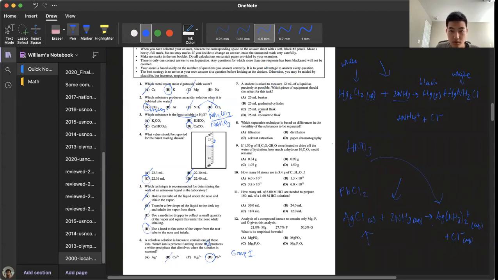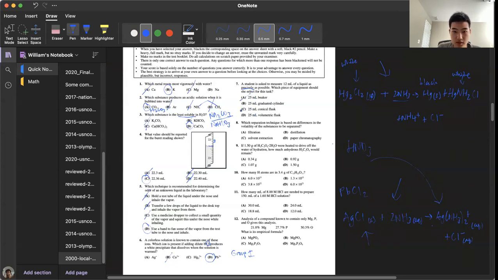Okay, number 7, a student is asked to measure 12 milliliters of a liquid as precisely as possible. Which piece of equipment should she select? Okay, so precisely is all about how many decimal places you can do something to, if you have good tools. If you don't have all good tools, then it's literally just how close can you get? So if we just look, obviously a graduated cylinder versus a beaker, a graduated cylinder is going to give you a more precise measurement.